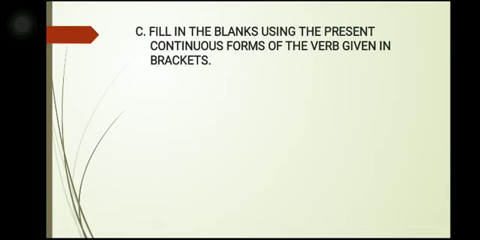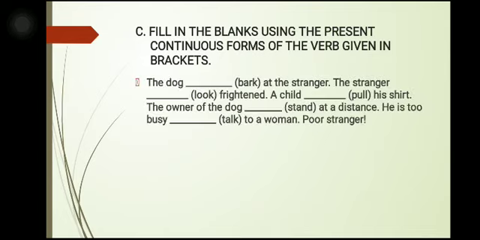Let us move to the last exercise. Fill in the blanks using the present continuous forms of the verbs given in brackets. The dog dash at the stranger. Now here dog is a singular noun. We use the pronoun it for it. So we shall use is barking at the stranger. The stranger dash frightened. Again stranger one person. So it would be is looking.